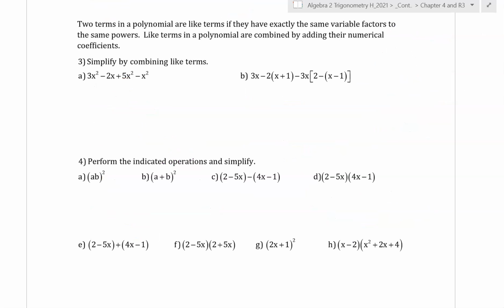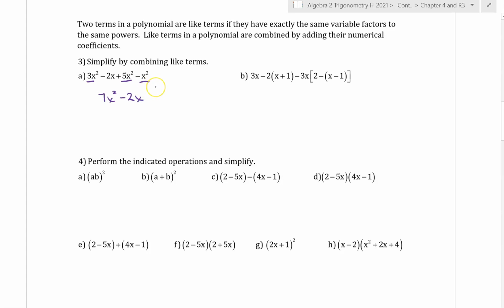And now that we know what a polynomial is and how to find its degree, why don't we talk about simplifying like terms. Two terms in a polynomial are like terms if they have exactly the same variable factors to the same powers. Like terms in a polynomial are combined by adding their numerical coefficients. So for A, notice we have 3x squared and 5x squared and negative x squared. So we can add those. Those are like terms. So you end up with 7x squared minus 2x.